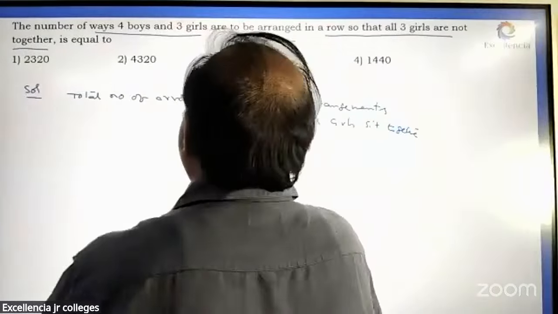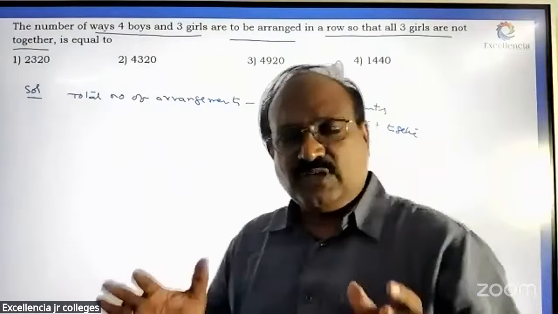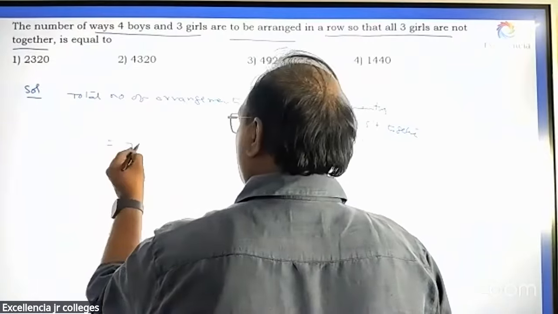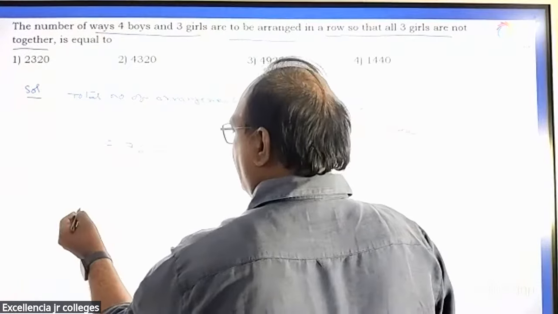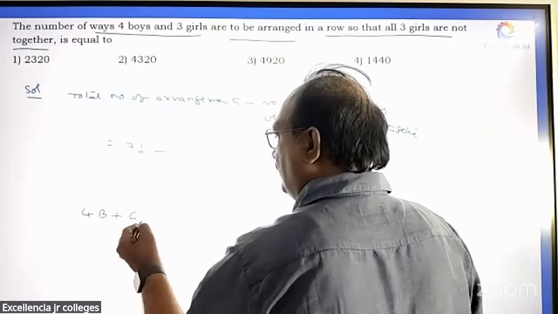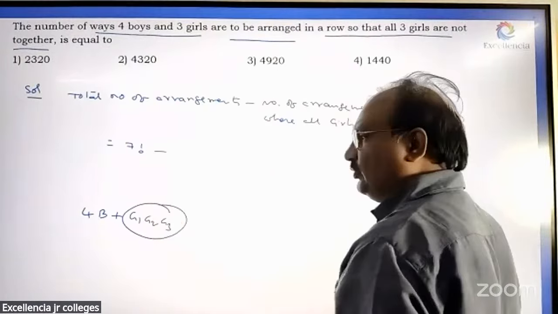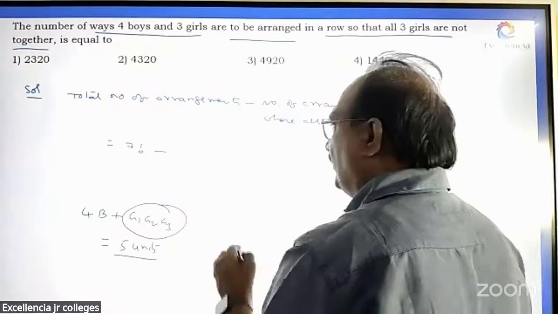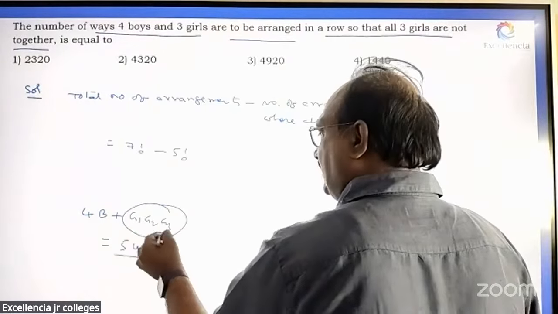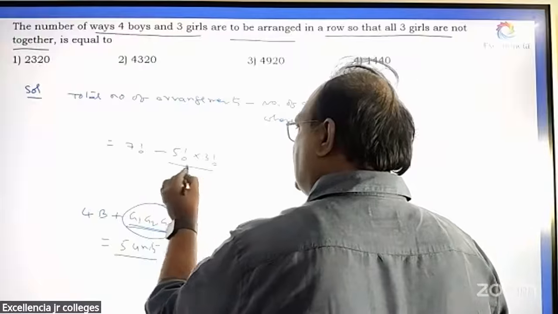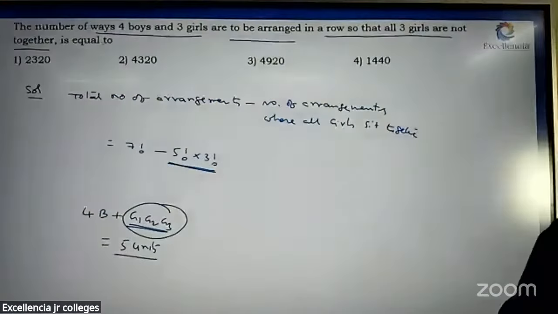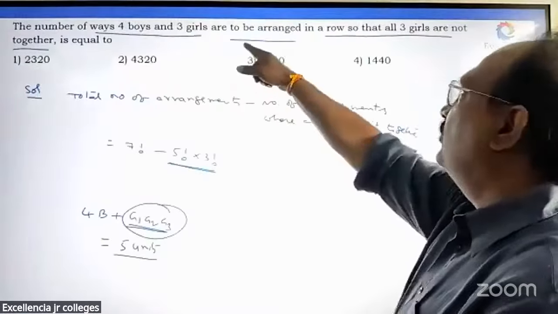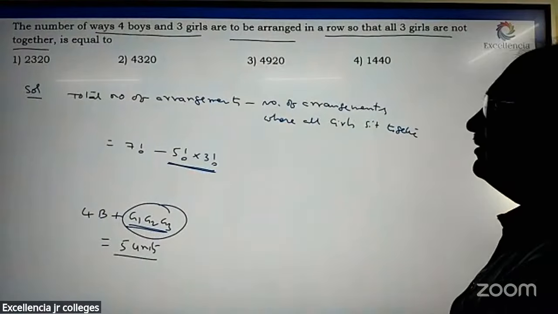Total number of arrangements is nothing but 4 boys and 3 girls, total 7. We can arrange them in 7 factorial ways. Minus all 3 girls sitting together: the 4 boys are there, and all 3 girls, girl 1, girl 2, girl 3, I will treat as 1 unit. Total 5 units, which can be arranged in 5 factorial ways. Internally, these 3 girls can be arranged in 3 factorial ways. These are the ways they sit together. We subtract this from the total number of arrangements to get the arrangements in a row so that all 3 girls do not sit together.